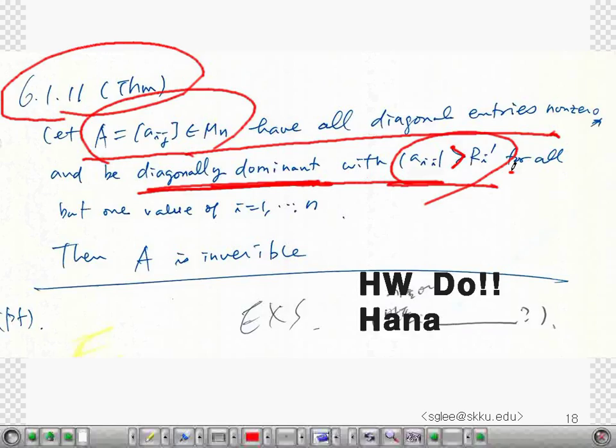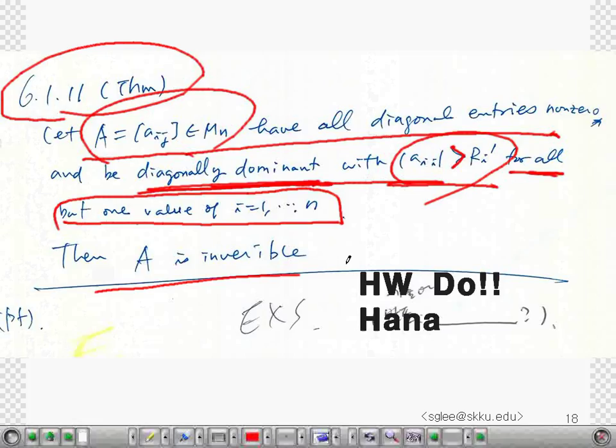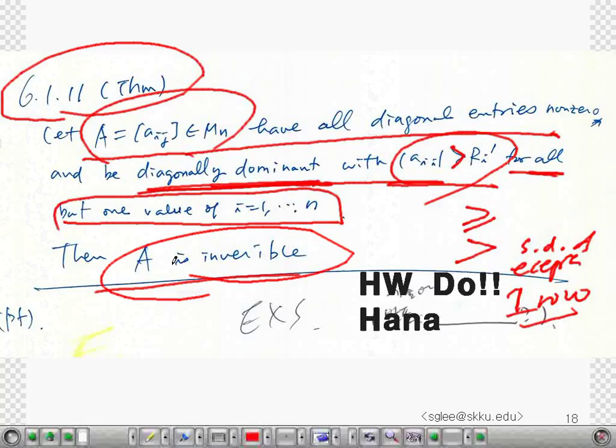This is true for all but one value. All but one value. Then A is invertible. This is not strictly diagonally dominant. It's diagonally dominant. But we have all strictly diagonally dominant except one row. But still, we have invertibility.